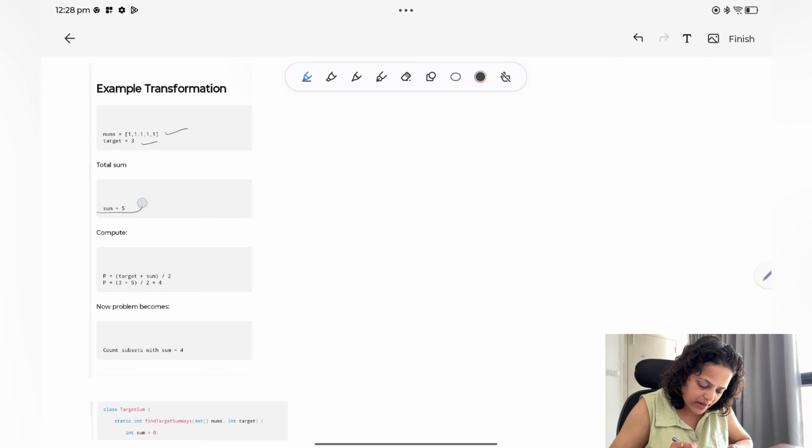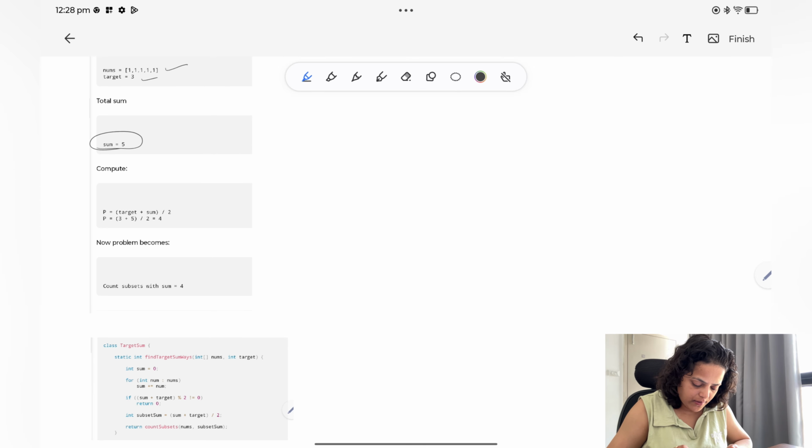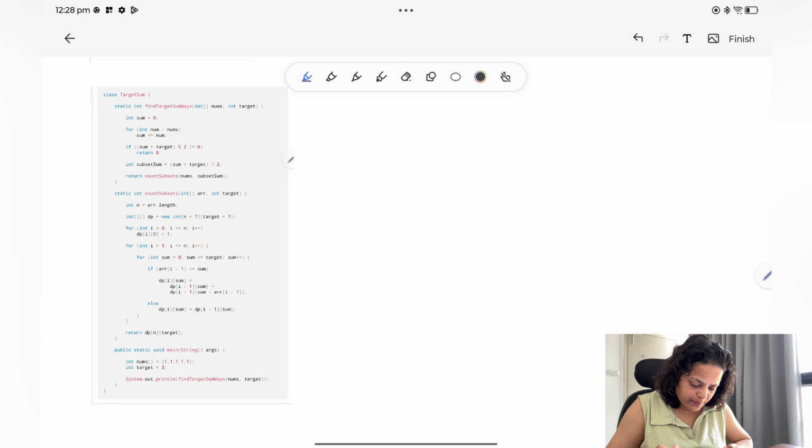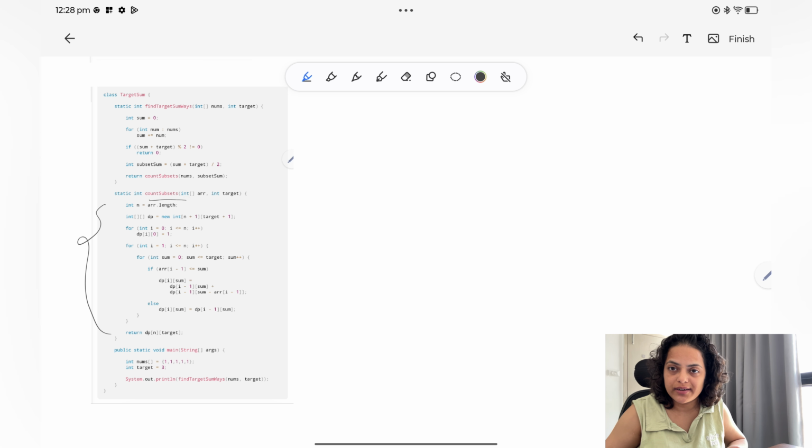So this is your question: five 1s and the target is 3, so the sum is 5. Now target plus sum divided by 2: target is 3, sum is 5, so 5 plus 3 is 8, divided by 2 is 4. So p is equal to 4. Now this problem is converted into count subsets with sum 4. We have already discussed this problem. This is the exact same problem, count subsets, so you just apply that. Thank you.